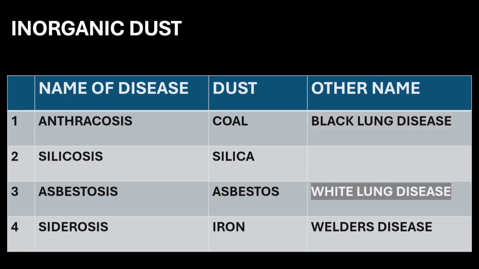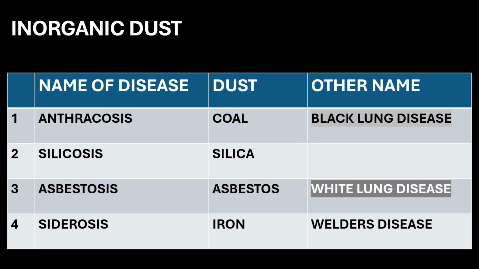Next one is inorganic dust diseases. First one is anthracosis due to coal dust, also known as black lung disease. Silicosis due to silica dust. Asbestosis is due to asbestos dust, also known as white lung disease. Siderosis is due to iron dust, welder's disease.